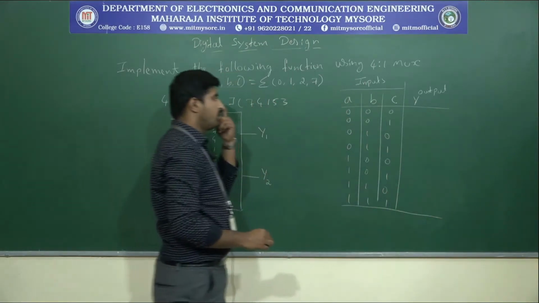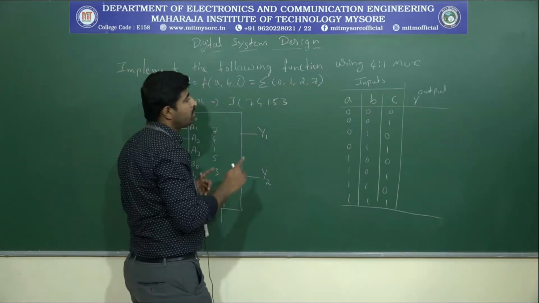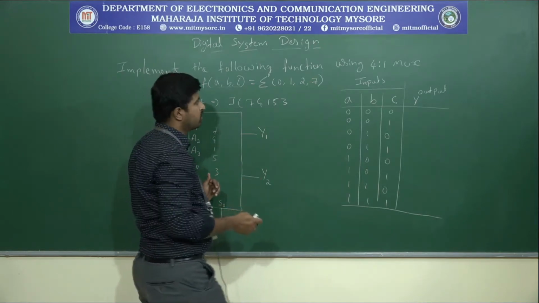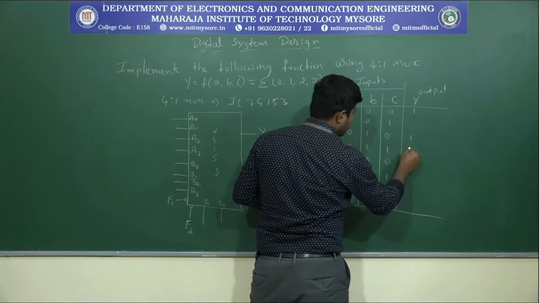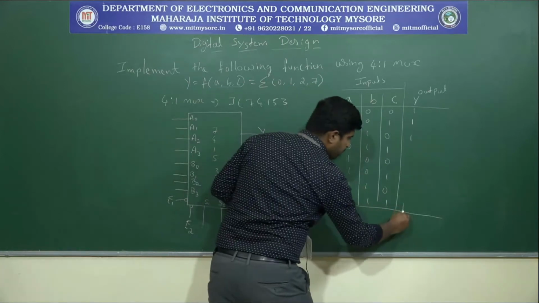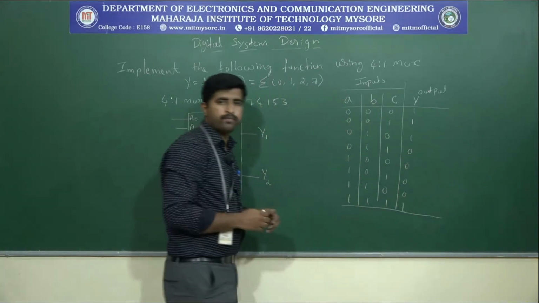Okay. So according to the given function, 0, 1, 2, 5, 0, 1, 2, 7 will be logic 1. So the remaining will be logic 0. So that means this 1, 1, 0, 1, 2, yeah, 1, 2, and the 7 will be 1. The remaining will be logic 0.